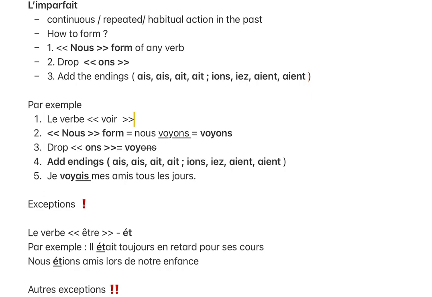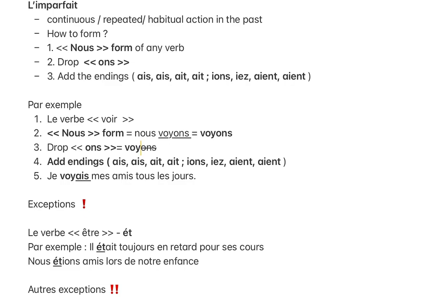Let's have a look at an example. We take the verb voir, which means to see. We conjugate the verb voir with respect to the subject pronoun nous, so we get nous voyons, that means we see. Our focus is on the conjugated verb, that is voyons, so we drop the ons and we are simply left with voy. Then, according to the subject pronoun or according to the noun, we add the appropriate endings.